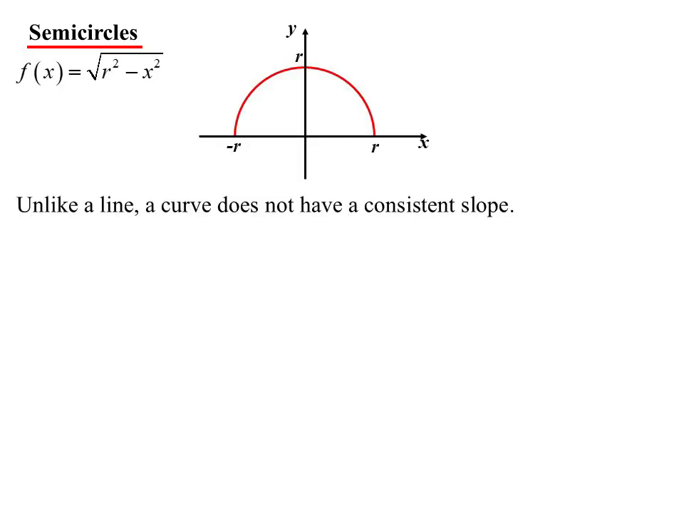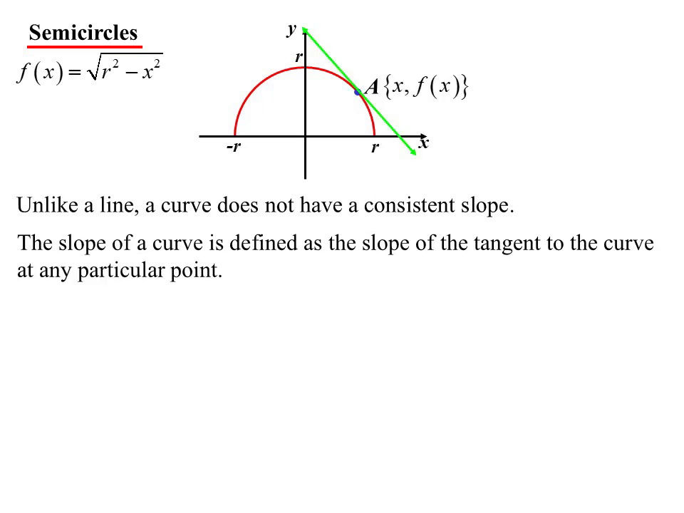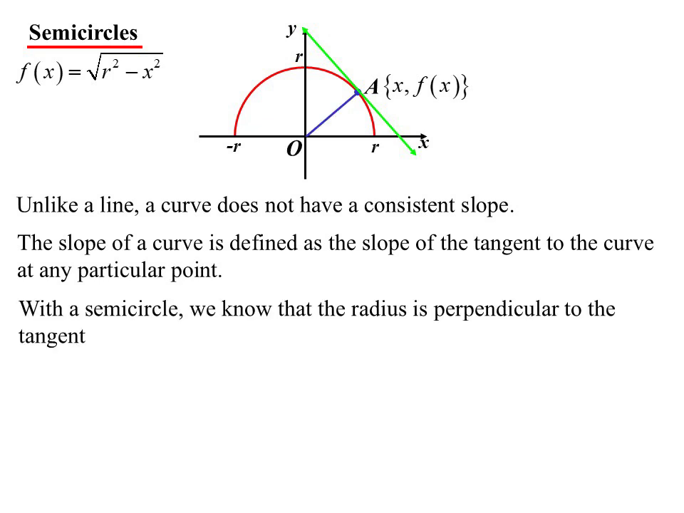Brings me to semicircles. So there's our standard semicircle centered at the origin, radius of r. Now, unlike a line, it doesn't have a consistent slope. Depending on which point we're at, the tangent's going to be going off at different angles. When we define the slope of a curve, what we're really talking about is the slope of the tangent at that particular point. And that's what we call the slope of the curve. I've drawn one in there at the point A. The other thing we know about a semicircle, or a circle for that matter, the radius is perpendicular to the tangent. So it is quite possible to work out the slope of that tangent.